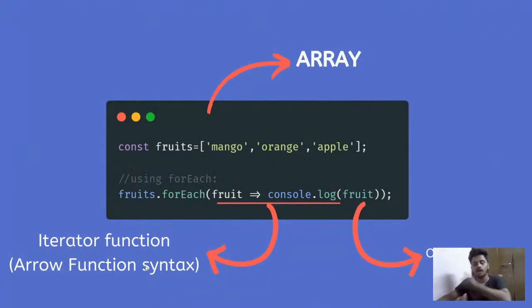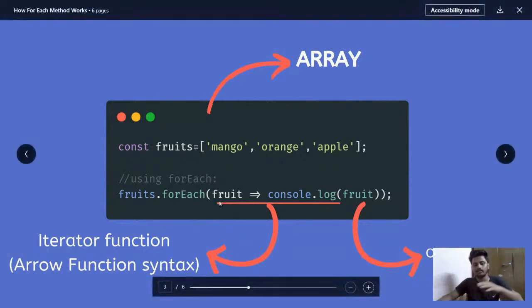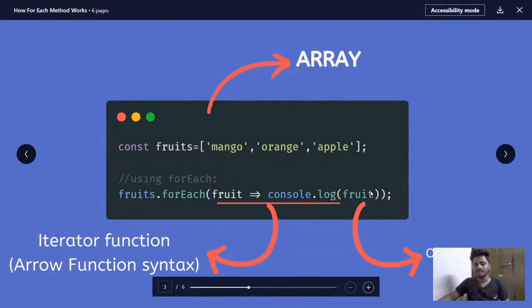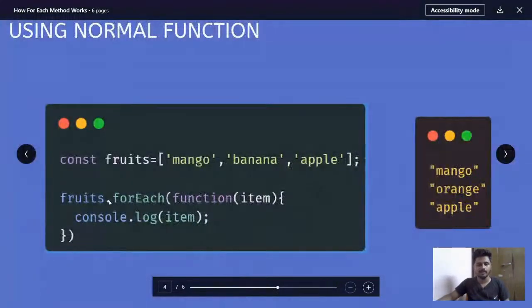If you want to use the normal function, you can use it, by giving the function keyword, like what I have written in JSPin. You can use it the same way. And console.log is something, and this fruit is nothing but the output that is coming. You can see it is the normal function. So I take the fruits array forEach, and function item.